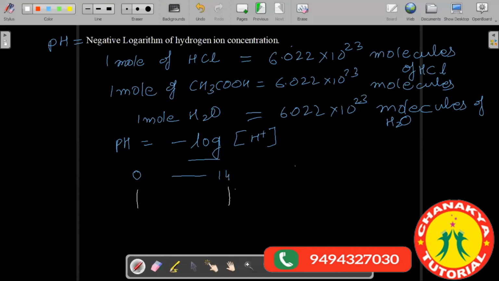And on a scale, if I represent the pH like this, the middle value is 7. For the pH, the middle value is 7. So if I have pH 7, it represents a neutral substance. A substance which is neutral will have a pH of 7. Okay. So what should be the pH of water?